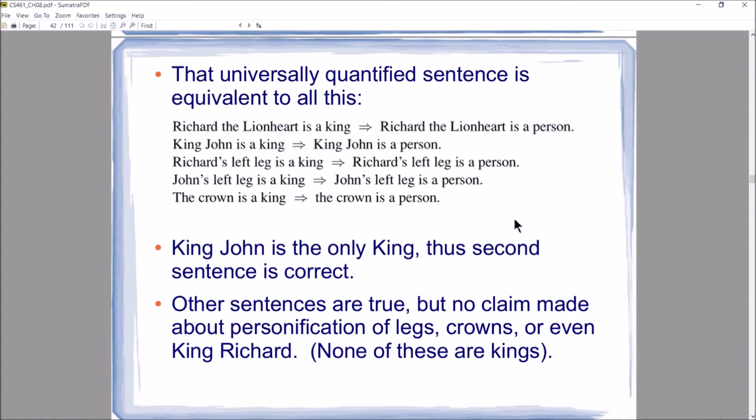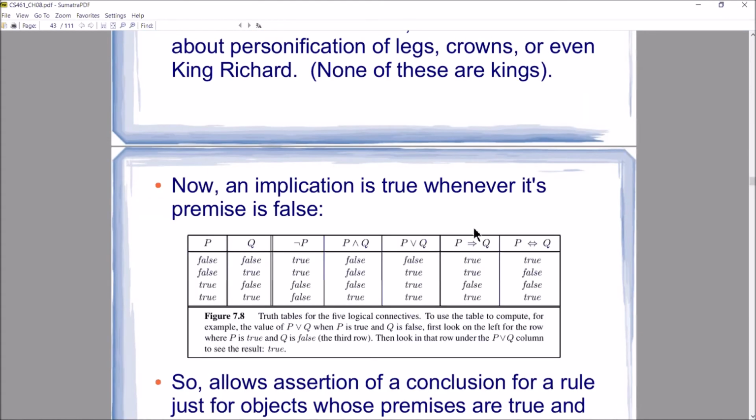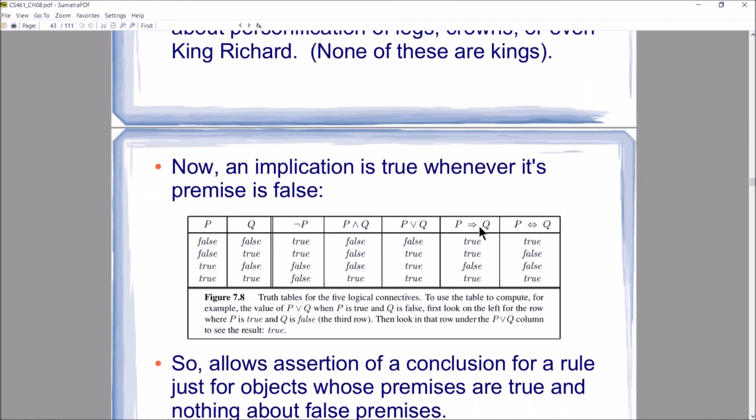Now, the other sentences, it's weird. They're true, based off of what implication means, they're true. The whole sentence is considered true. The implication, I should say, is considered true. They're not correct, but they're true. Right? Why? Because if you look at the truth table, P implies Q. The only time you have an implication that's false is if the premise is true, but the conclusion is false.